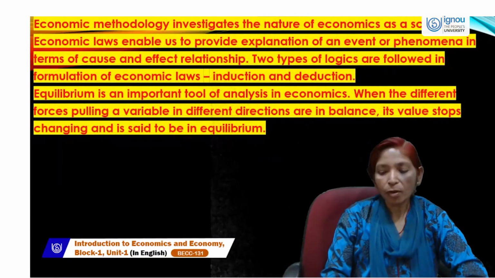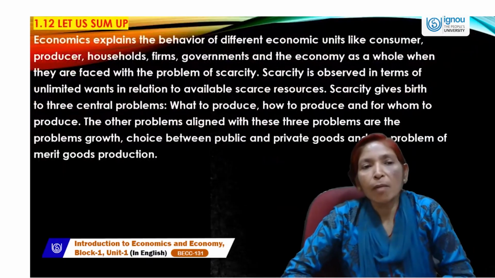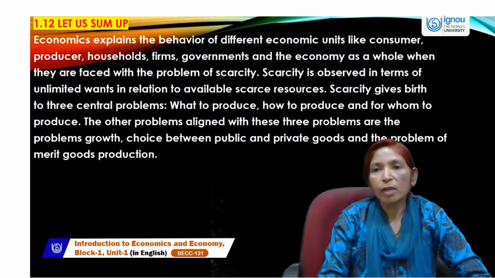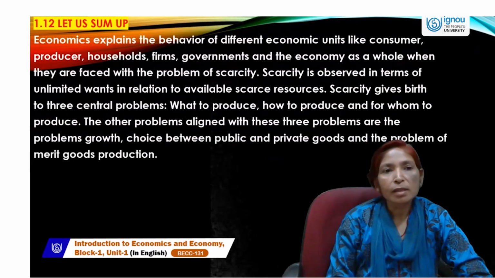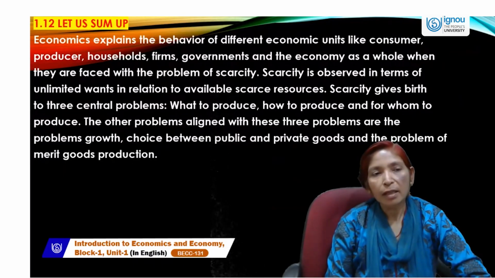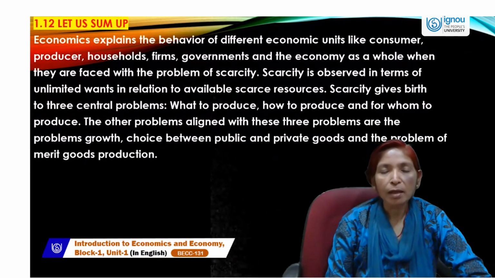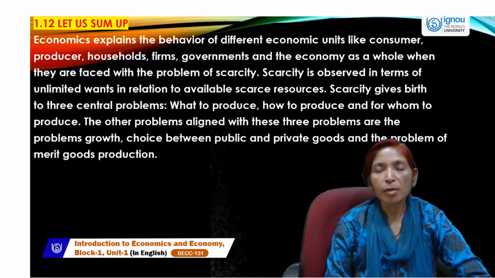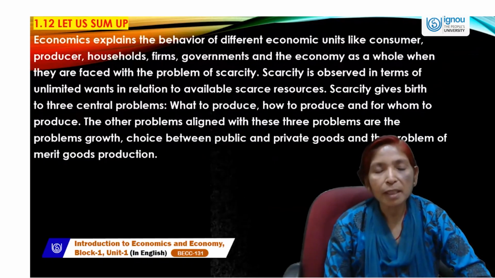Now we can conclude from the above discussion that economics always explains the behavior of human beings in different units like consumer, producer, household, firms, government as a whole when they are faced with a problem of scarcity. Scarcity and the problem of choice are interrelated with each other. And scarcity causes central problems of the economy like what to produce, how to produce, and for whom to produce. And we can solve these central problems with the help of the production possibility curve.